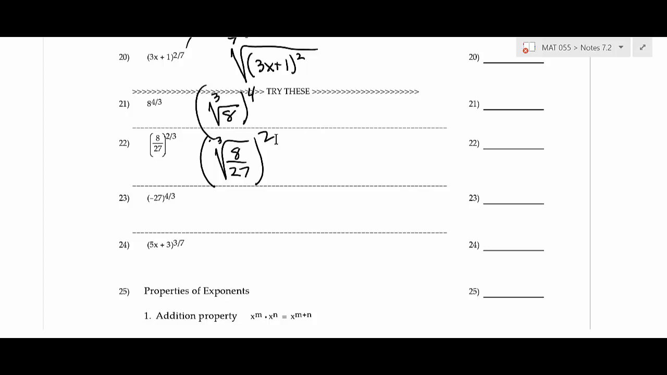So when you do this, you do that first. If you do the third root of 8, that's 2. Then 2 to the 4th, you work that 2 times 2 times 2 times 2, 4 times. So work the cube root out, then raise it to that power. You want to do it in that order.